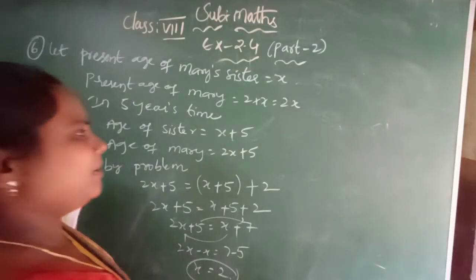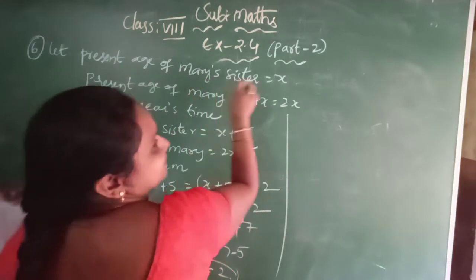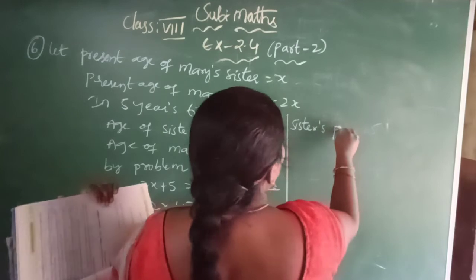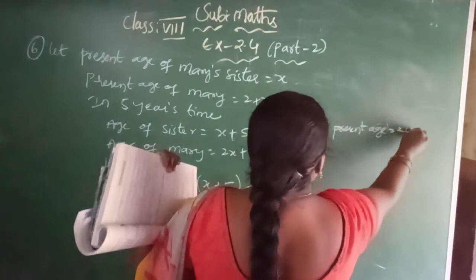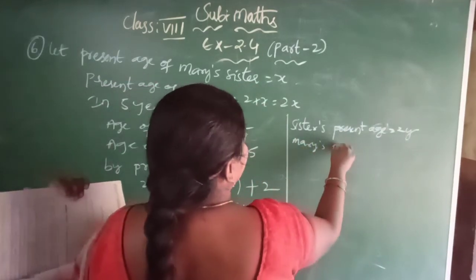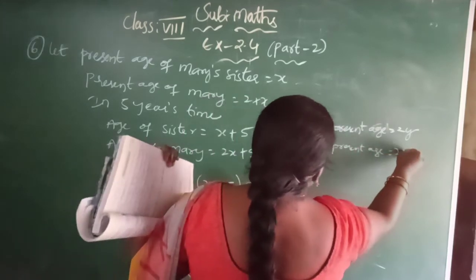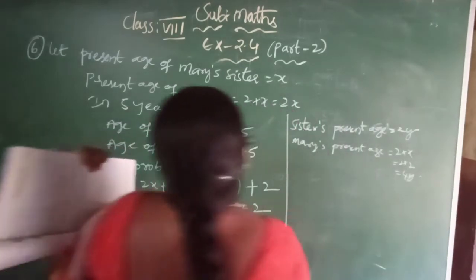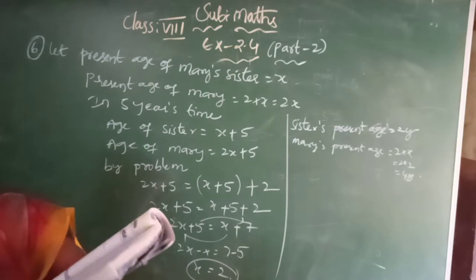So what does x mean? Whose age is x here? The sister's present age is equal to 2 years. Mary's present age, how much? 2x means 2 into 2, 4 years. Okay, now this is the problem for the 6th one.